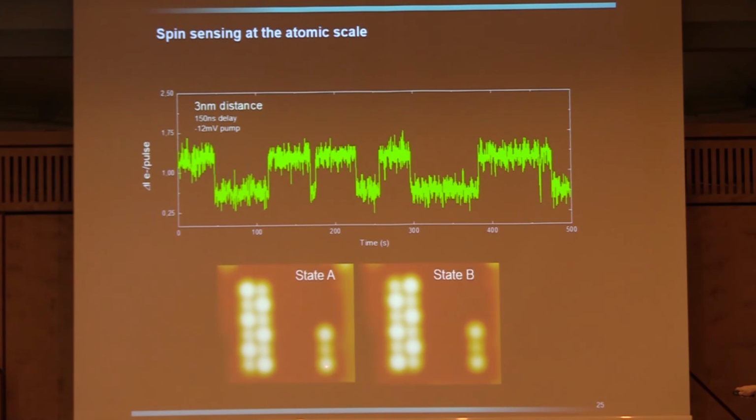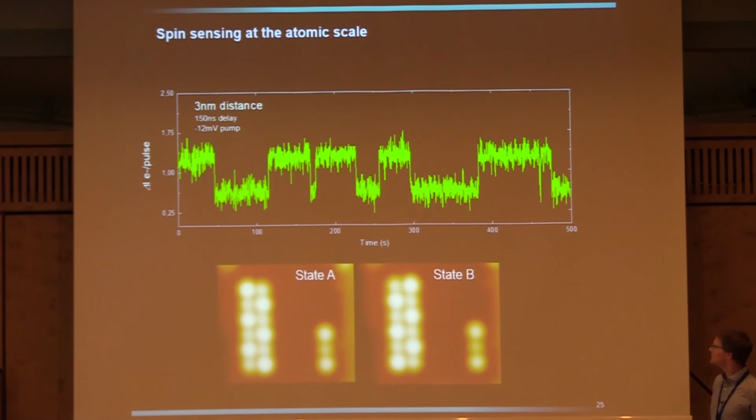So basically, we keep the tip positioned over this atom, and we just keep measuring the pump probe signal as time goes by. And we see this pump probe signal jumps between 2 states, and these 2 states relate exactly to the 2 Néel states of the big nanostructure. We can see that it looks like fairly random telegraph noise. And this is now the telegraph noise coming from this structure.